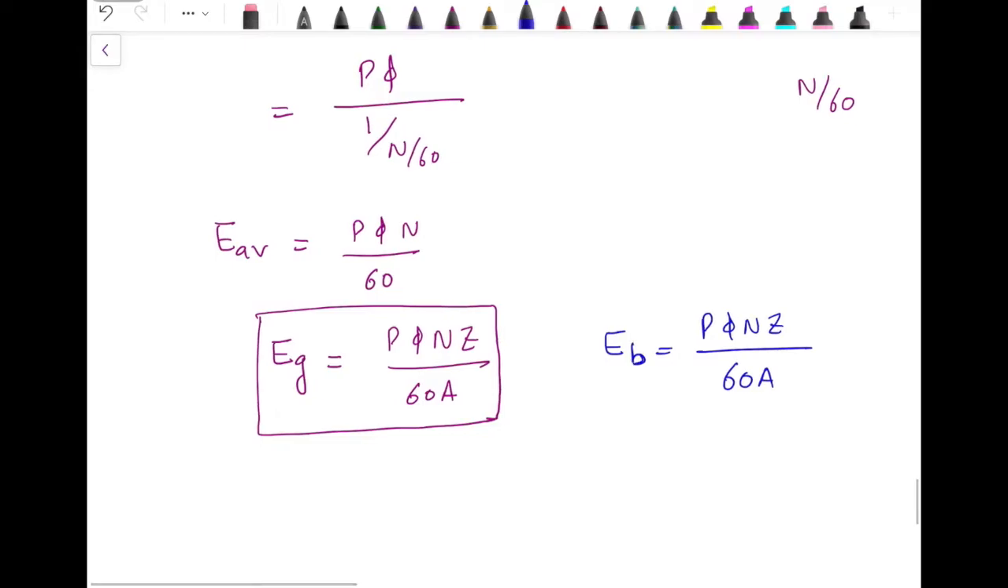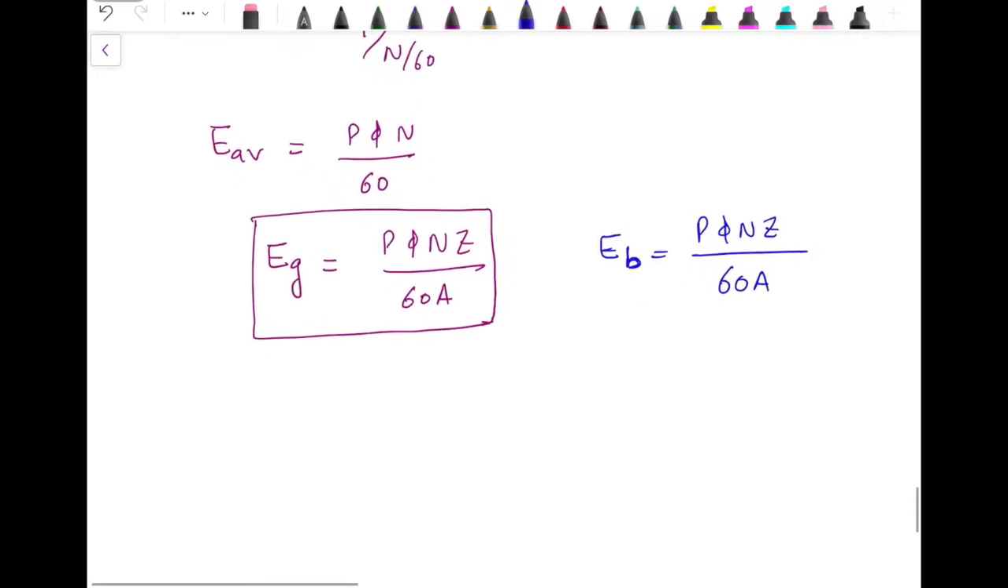Just to denote that this is the back EMF which actually opposes the applied voltage. So that's why it's written as EB instead of EG, while EG is the notation commonly used for the generator, that is for induced EMF in the generator. Now this equation can be expressed in terms of angular speed as well.